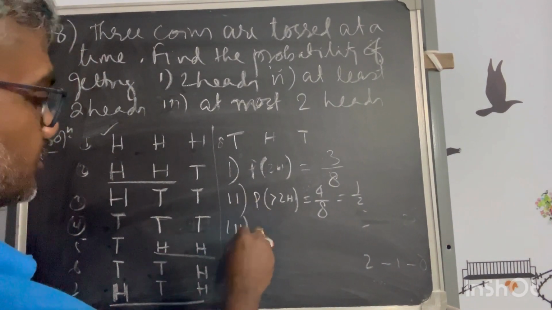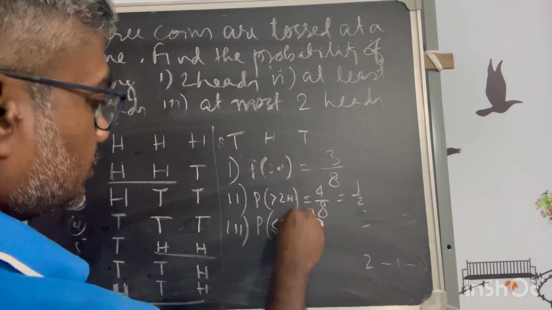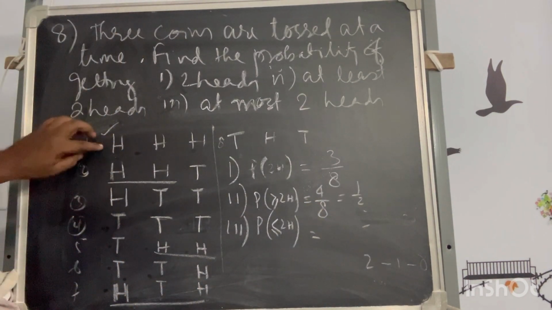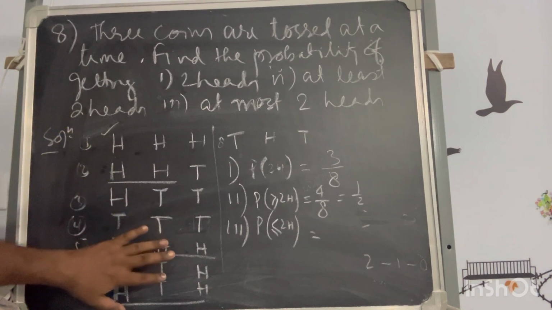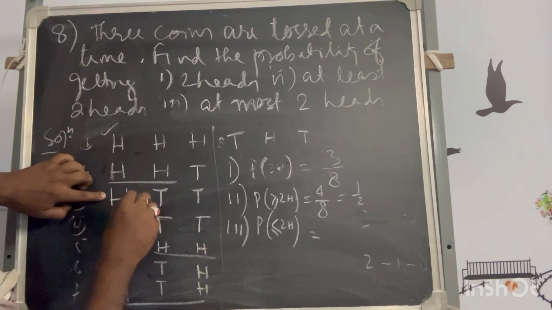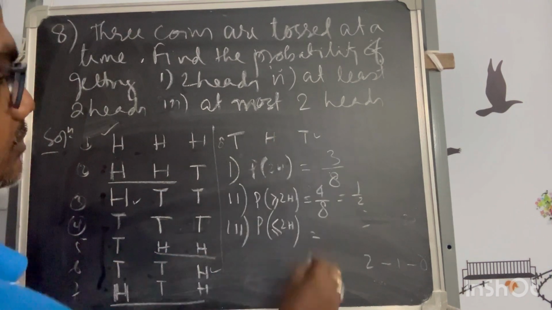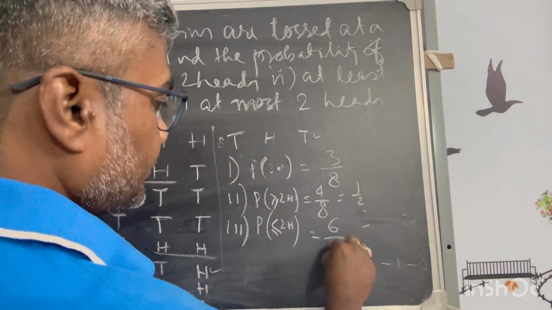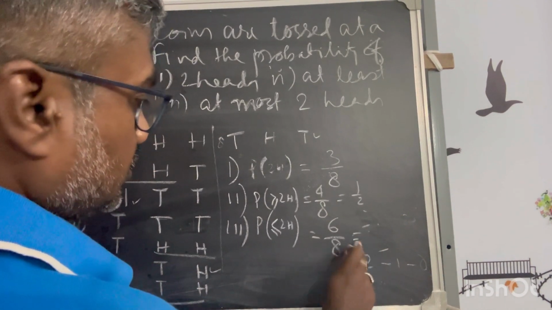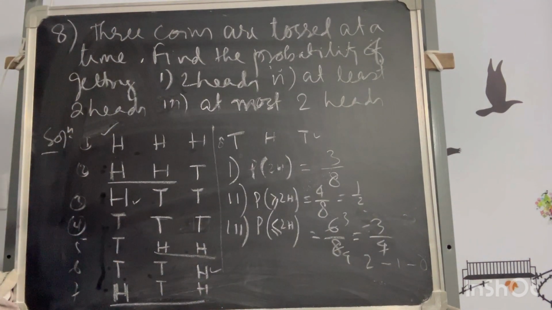And the third case, you get the probability of less than or equal to 2 heads. You cannot cross 2 heads, so this 3 is definitely there. Along with that, when 1 is there, this 1, this 3 plus 4, 5 and 6. 6 numbers out of 8. So this is 3 by 4. This will be the probability.